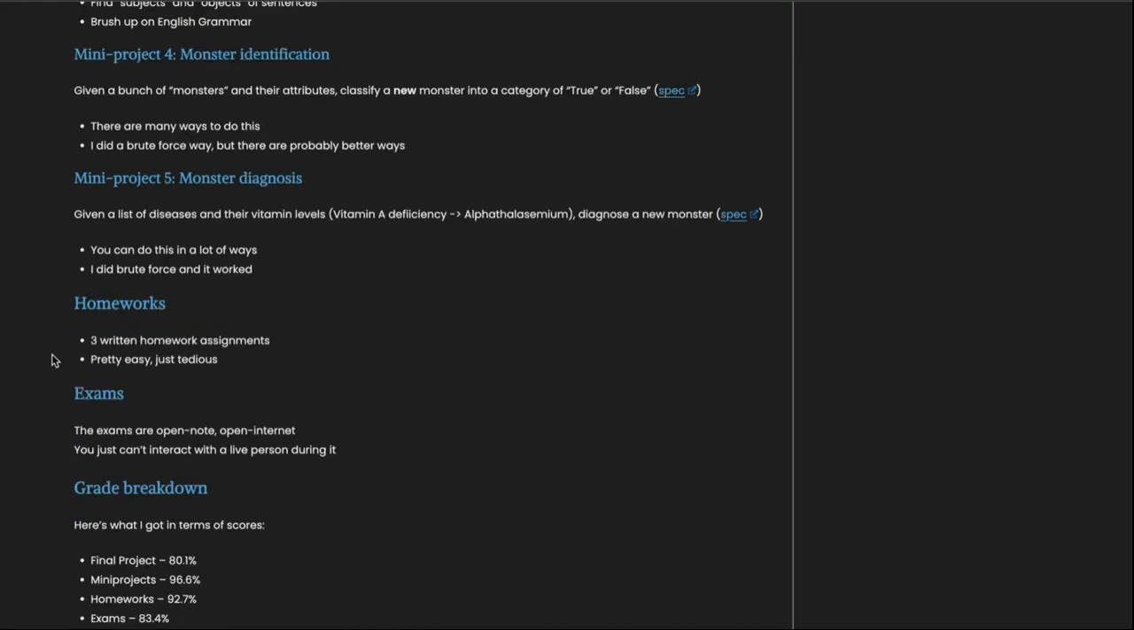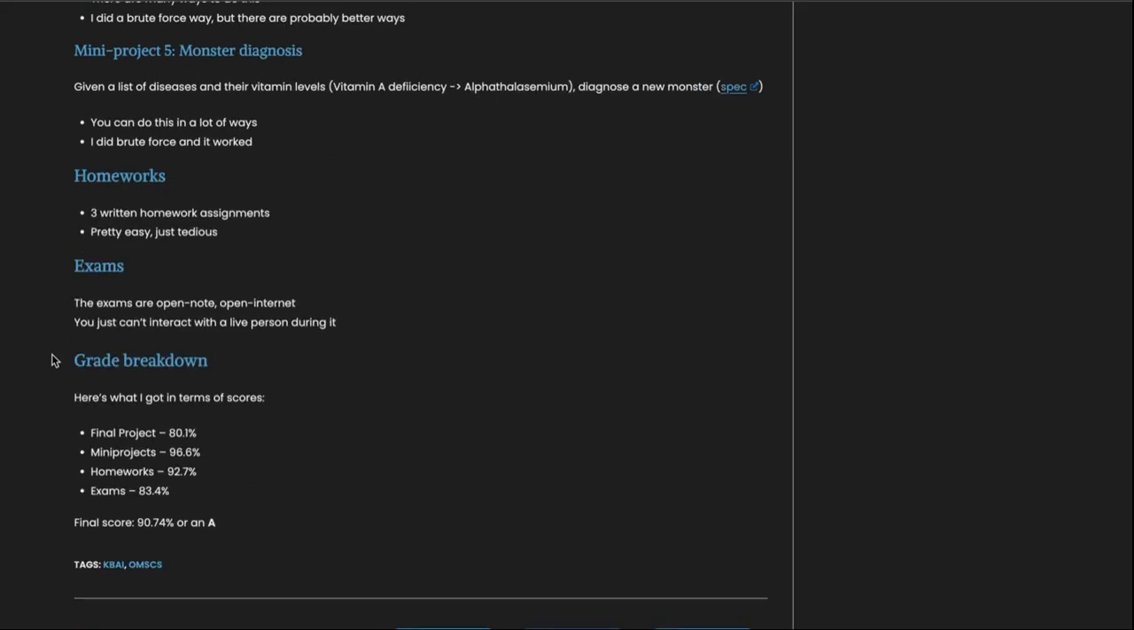Homeworks, 3 written homework assignments. They're pretty easy, just a little tedious. Not too bad though. Exams, you get 2 exams. They're both open note and open internet, so that is great. You just cannot talk to a person while taking the exams. Other than that though, not too bad.